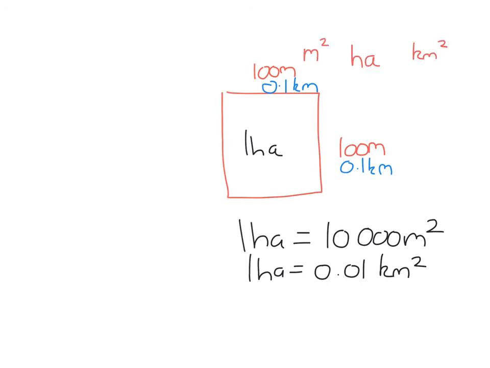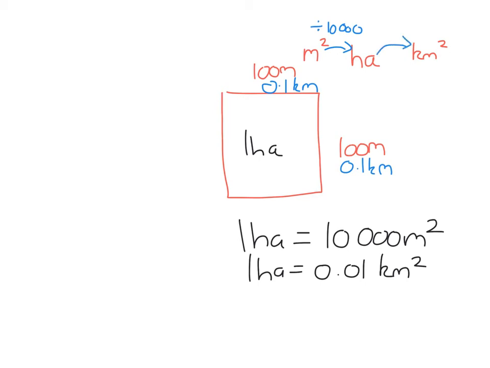So we can make a little chart here. So there are 10,000 meters squared in a hectare. So a hectare is bigger than a meter squared. So if you're going from a smaller unit to a larger unit, you need to divide. So to go from meters squared to hectares, you divide by 10,000.